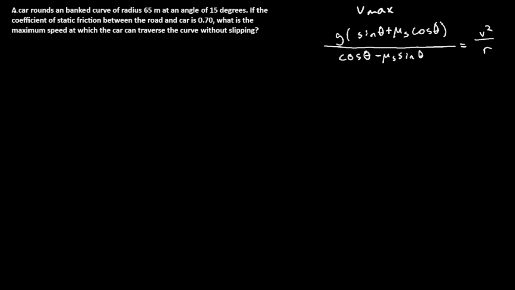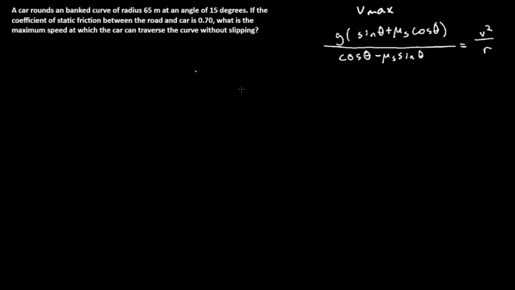So for this problem, it asks, a car rounds a banked curve of radius 65 meters at an angle of 15 degrees. If the coefficient of static friction between the road and the car is 0.7, what is the maximum speed at which the car can traverse the curve without slipping? So when it slips, that's when kinetic friction kicks in. So that's why we have the static friction coefficient in this case. And it's asking for the maximum speed before friction cannot keep the car within the curve anymore.